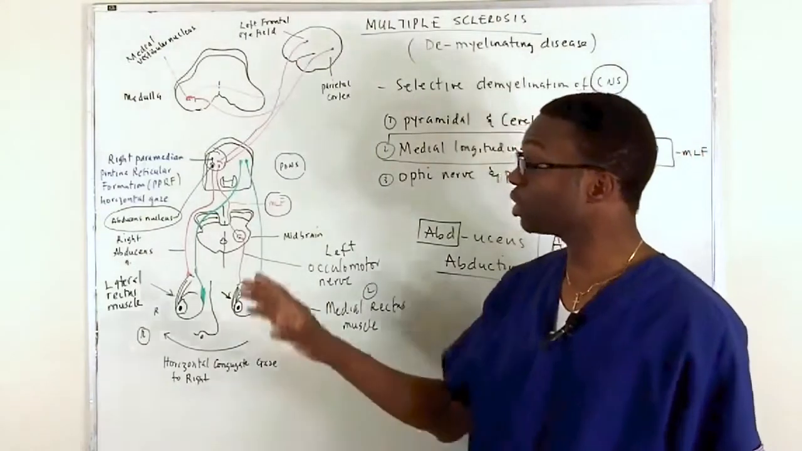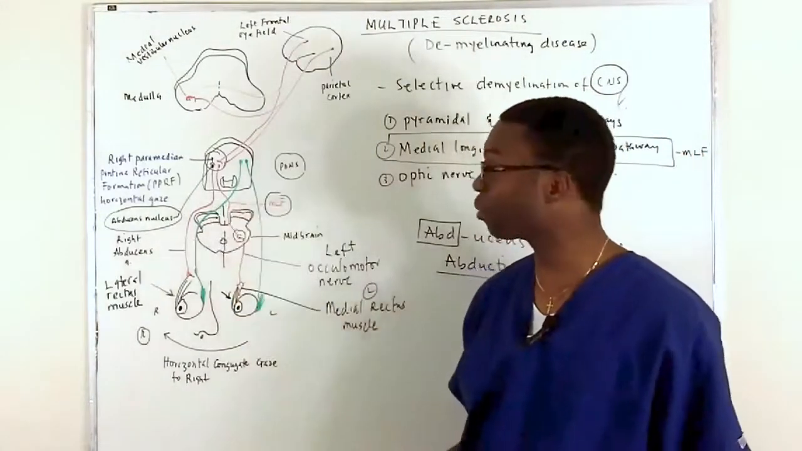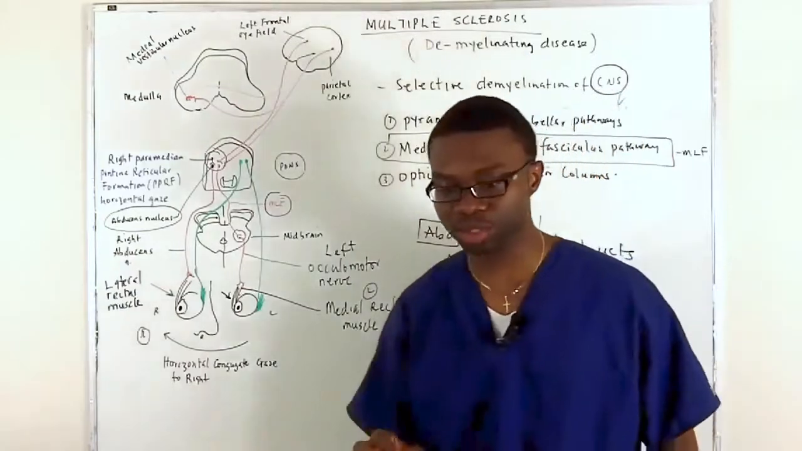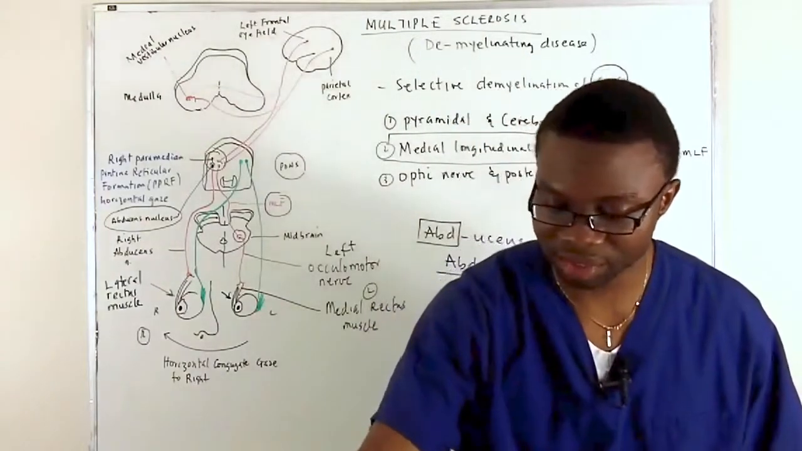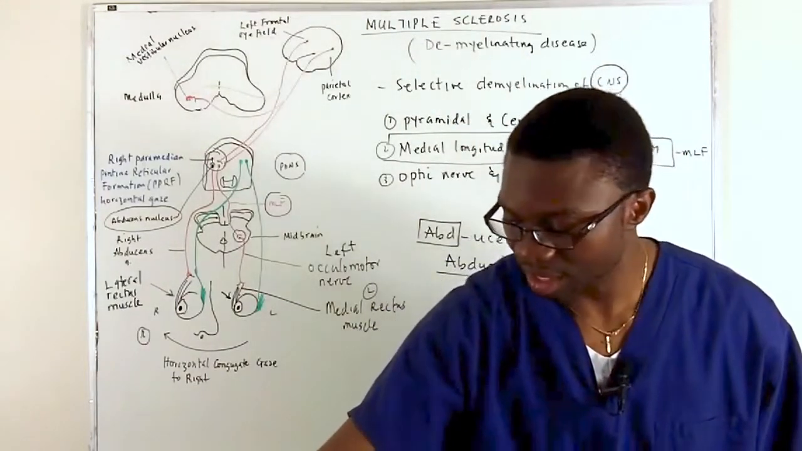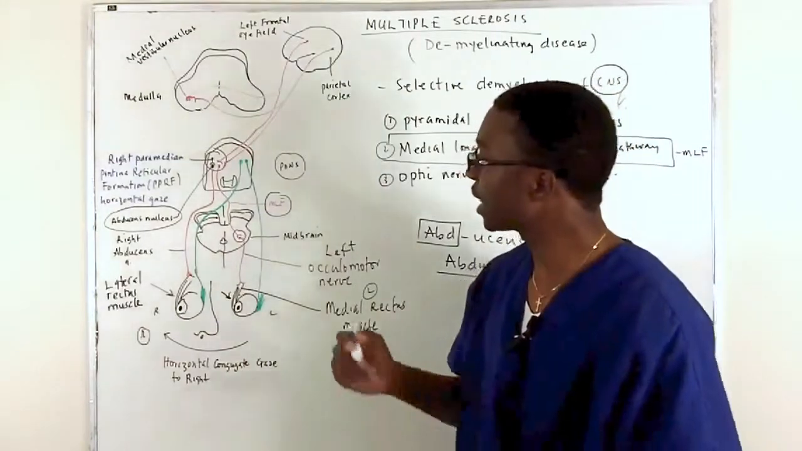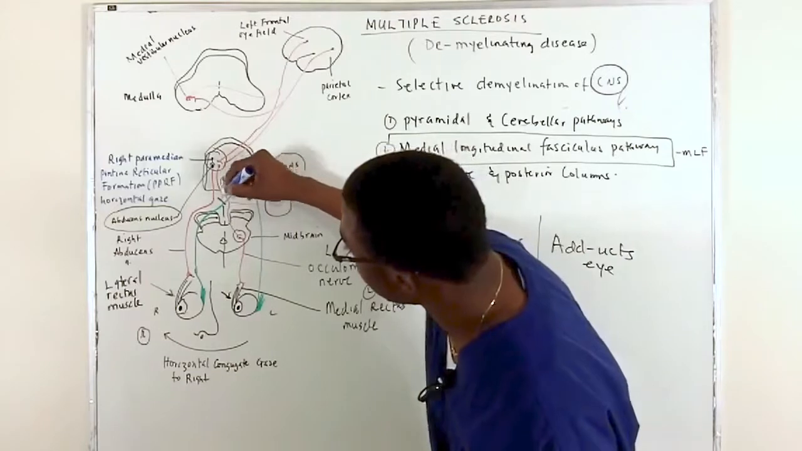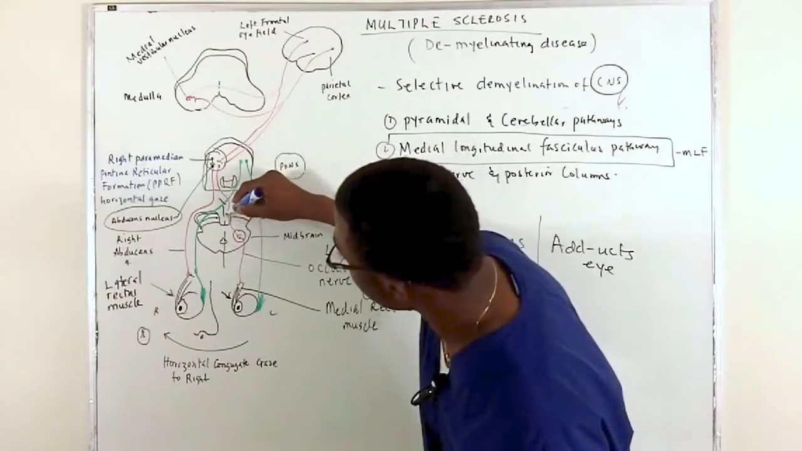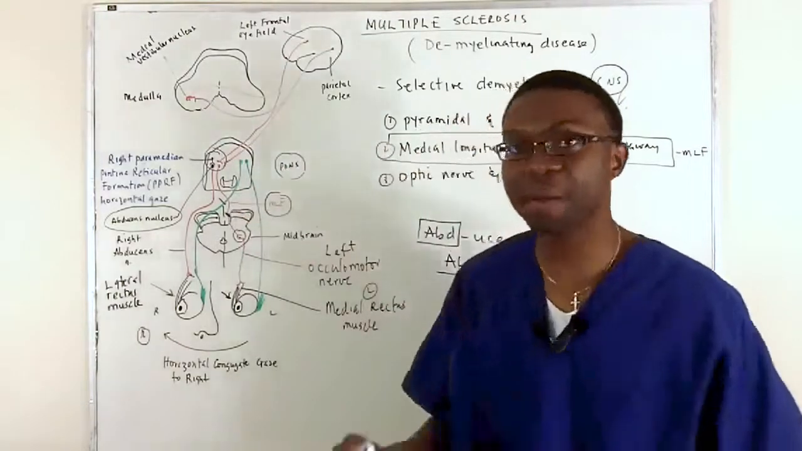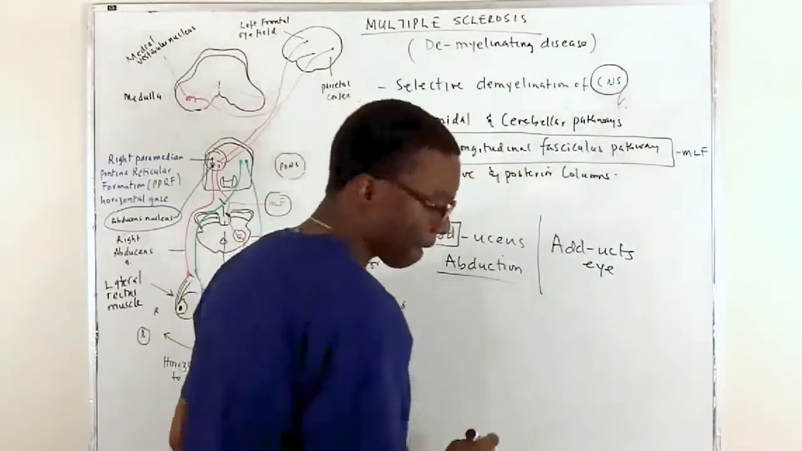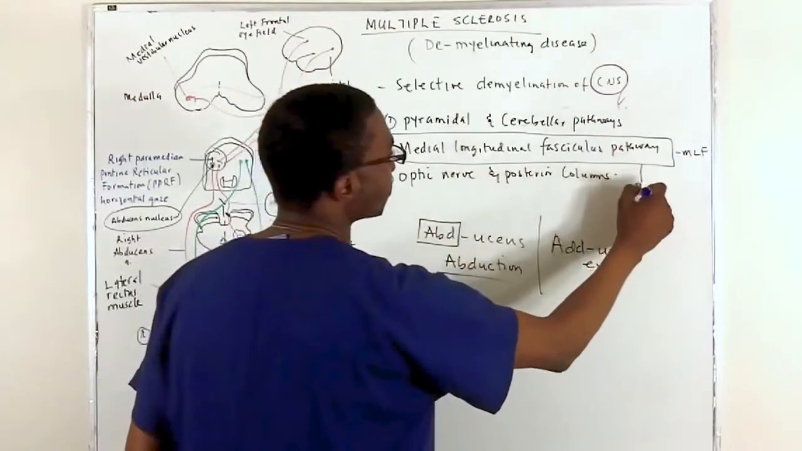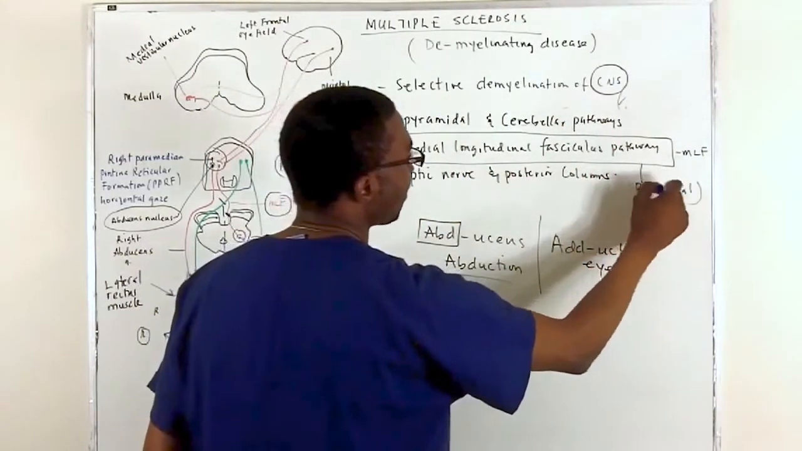rectus muscle. So I'm only using one as an example, but the reason is because when somebody has multiple sclerosis, this is what will happen, this is what's about to happen. Let's use blue. They're going to get demyelination of this medial longitudinal fasciculus right there. See that? Both of them is going to be bilateral, because both of them are going to be damaged.